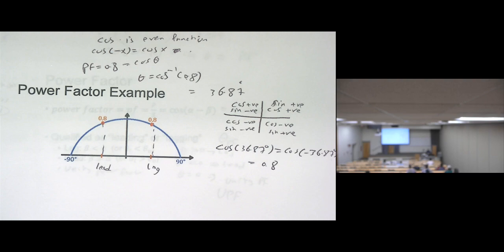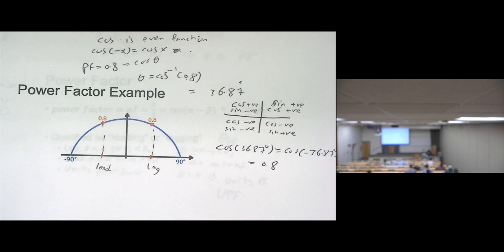So when I say the power factor equals 0.8 for a certain system, is this enough? Just by saying power factor 0.8? No, it's not enough. Why? When I take the cosine inverse, I will have two values. So when the power factor is lag and when the power factor is lead, they are two different systems, very different systems. How can I distinguish, or how can I know this?